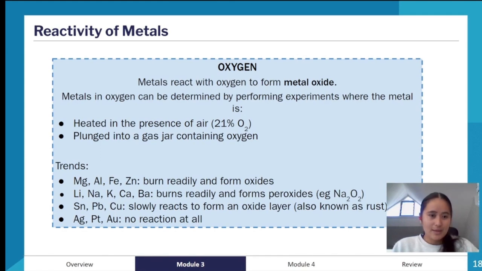So lithium, sodium, potassium, calcium, and barium also burn readily and they form peroxides. An example is sodium peroxide there. And then you have some that react slowly to form oxide layers known as rust. I just talked about rust just then. Iron oxide is also a type of rust. You're not really burning anything to form rust, so it occurs much slower. It's just like the outer layer. Then we have silver, platinum, and gold, which have no reaction at all.